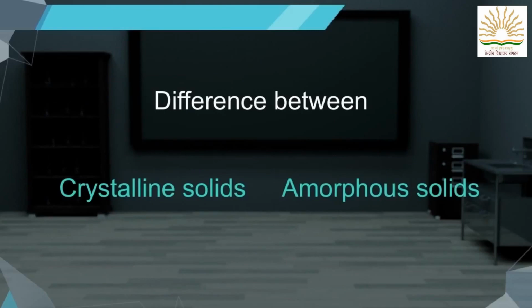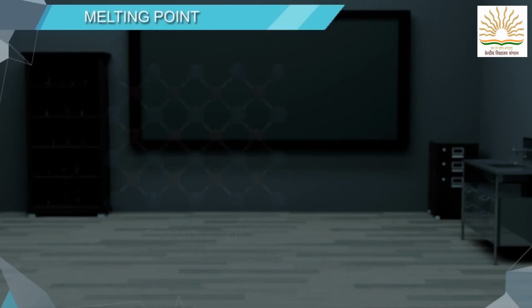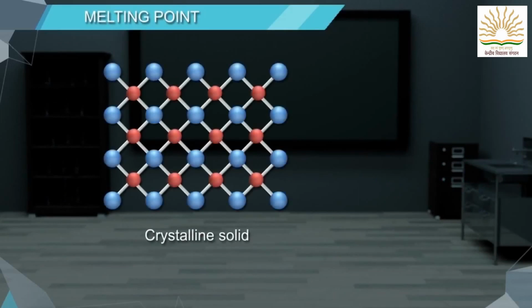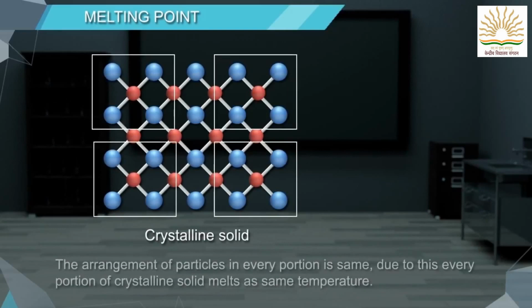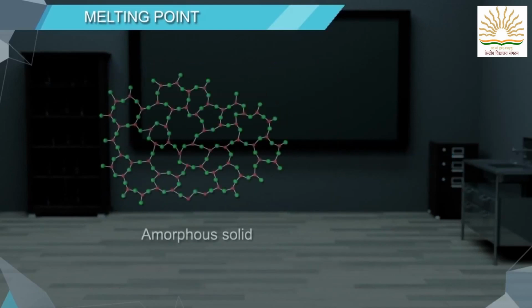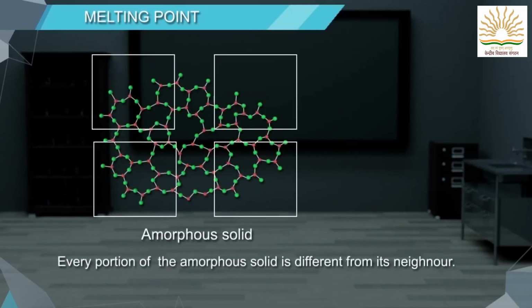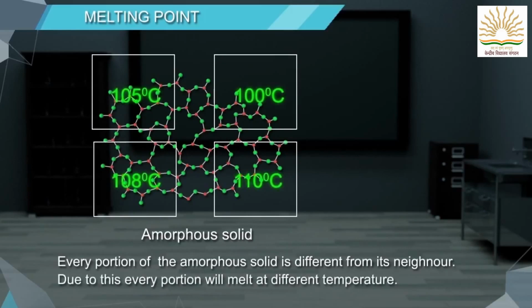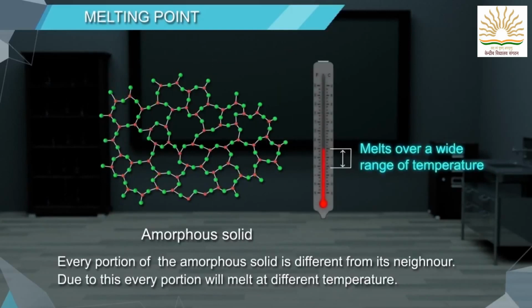The first difference is melting point. In crystalline solids, the arrangement of particles in every portion is same. Due to this, every portion of crystalline solid melts at same temperature. Therefore, crystalline solids have a sharp melting point, whereas in amorphous solids, every portion of amorphous solid is different from its neighbor. Due to this, every portion will melt at a different temperature. Therefore, amorphous solids melt over a wide range of temperature.